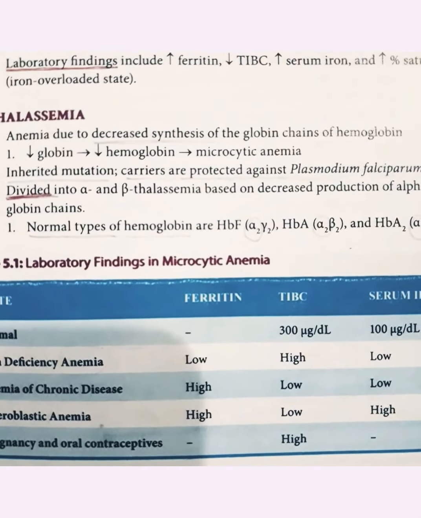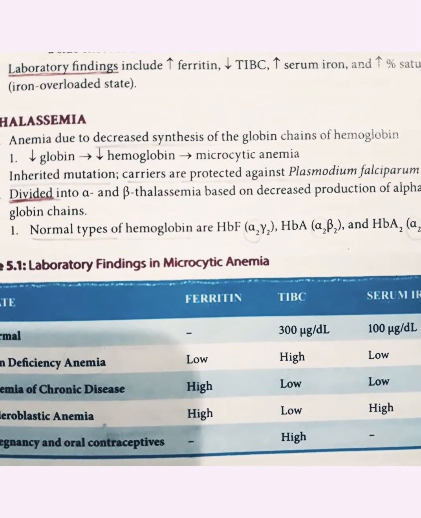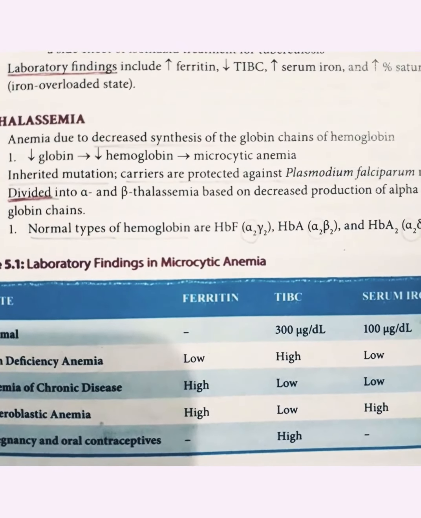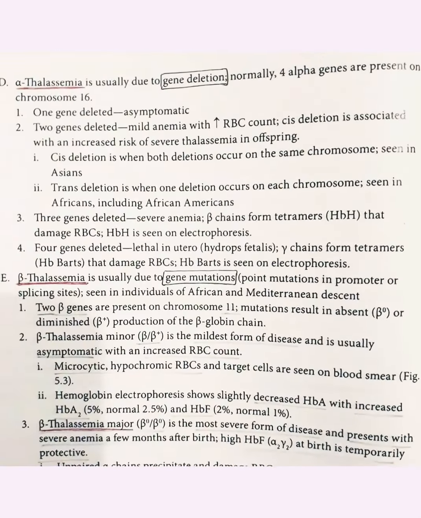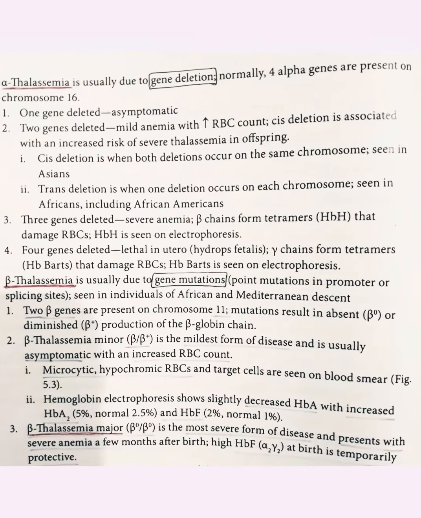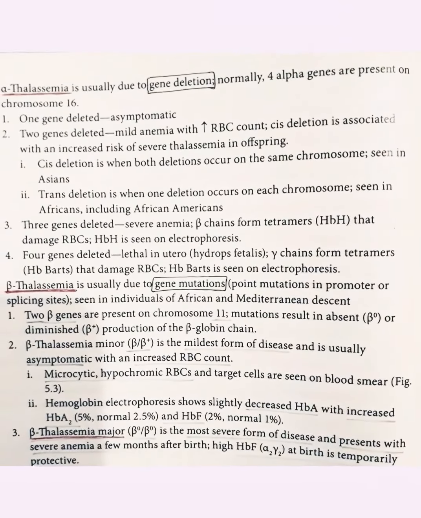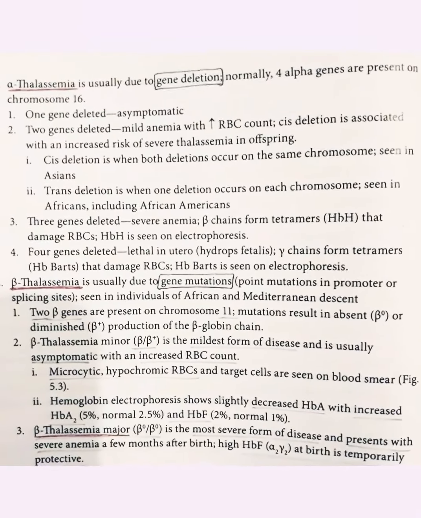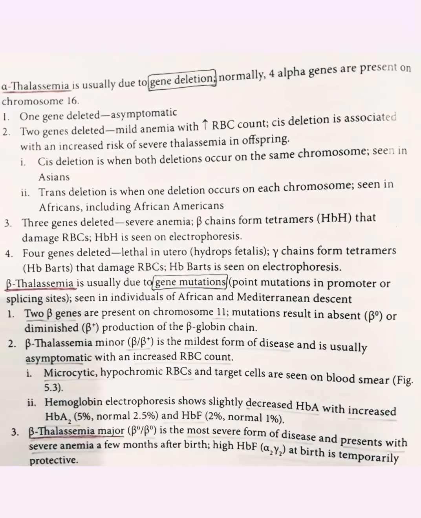It's divided into alpha and beta thalassemia based on decreased production of either alpha or beta globin chains. Normal types of hemoglobins are HbF, HbA, and HbA2. Alpha thalassemia is due to a gene deletion. Normally there are 4 alpha genes present on chromosome number 16. With one gene deleted, it's asymptomatic, but when 2 genes are deleted, there is mild anemia with increased RBC count.